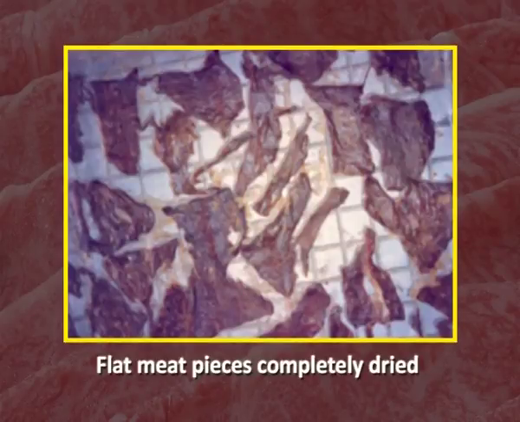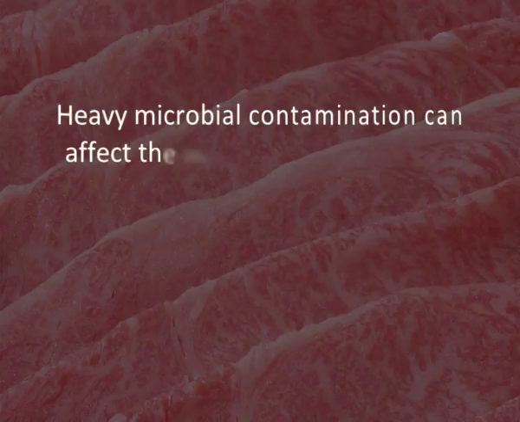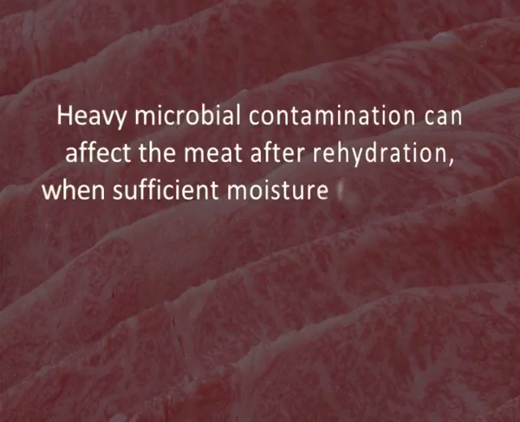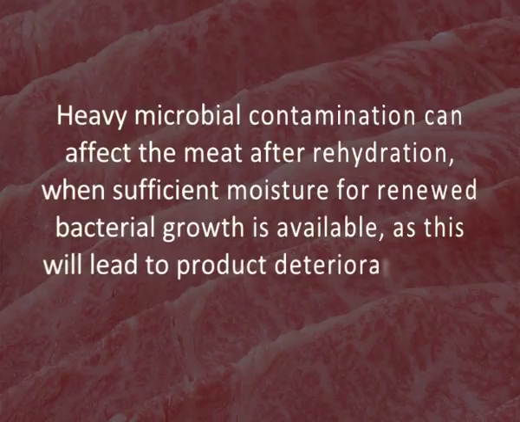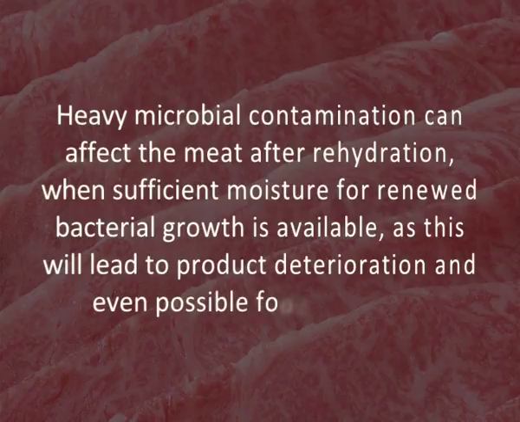Quality deficiencies such as changes in color or flavors, foreign contaminating substances such as dirt and sand, and even high surface microbial contamination may occur. Heavy microbial contamination can affect the meat after dehydration when sufficient moisture for renewed bacterial growth is available, as this will lead to product deterioration and even possible food poisoning.